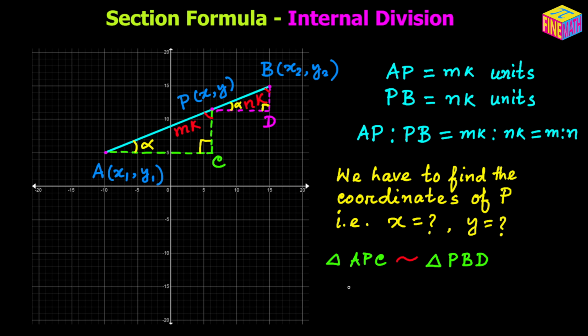So let's first write the hypotenuse. So we can say AP divided by PB. That ratio will be equal to the ratio of AC to PD, so AC divided by PD. And then that will also be equal to the ratio of PC divided by BD.